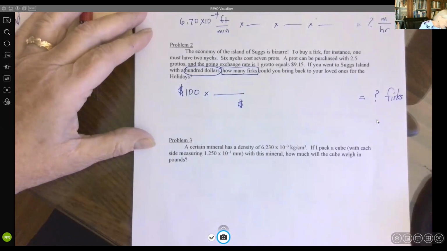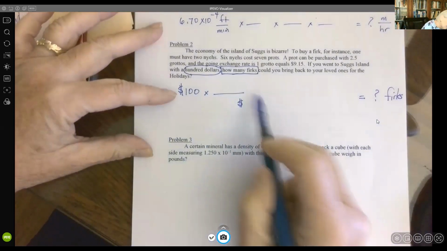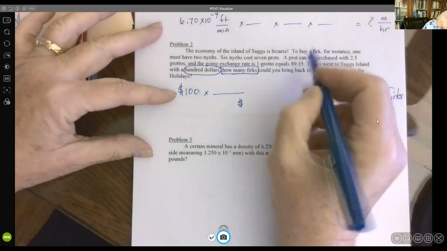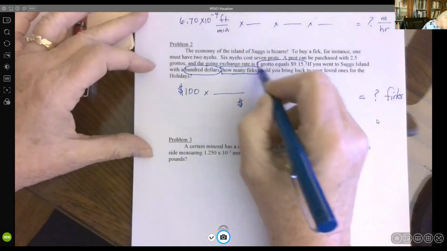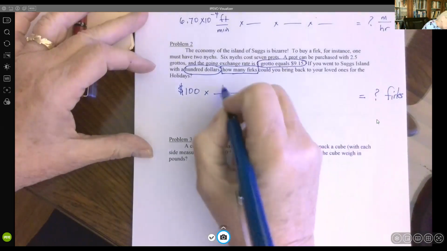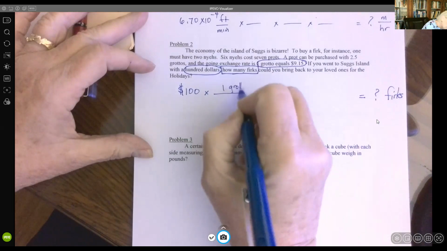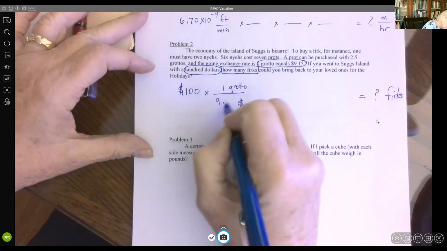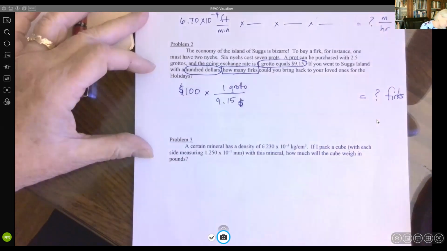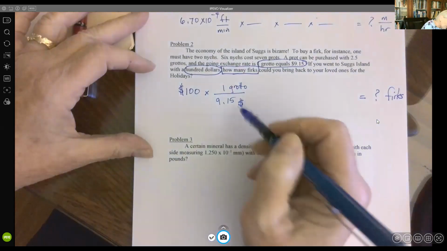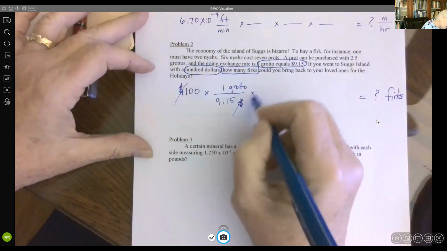So where is an equality in here that has something to do with dollars? Right here. 1 grotto is $9.15. So I've gotten rid of the dollars and I can go on.